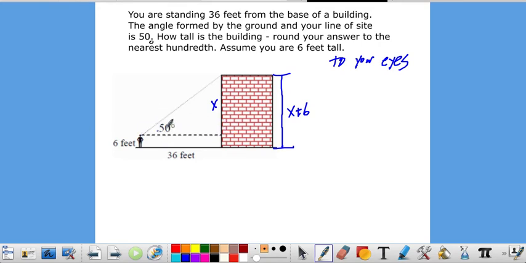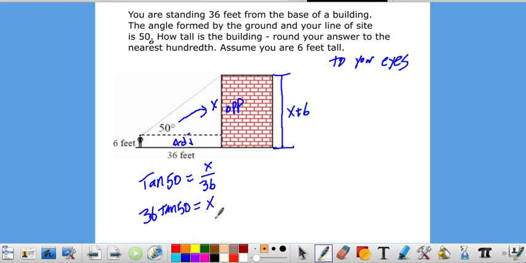For our purposes here, we have from 50 degrees, draw our arrow to the opposite side, and then we have the adjacent side. So we're going to be using tangent. Tangent of 50 is equal to x over 36. Multiply both sides by 36. Punch that in. 36 times the tangent of 50. I get 42.9. So that means the total height of the wall is going to be 48.9 feet tall.